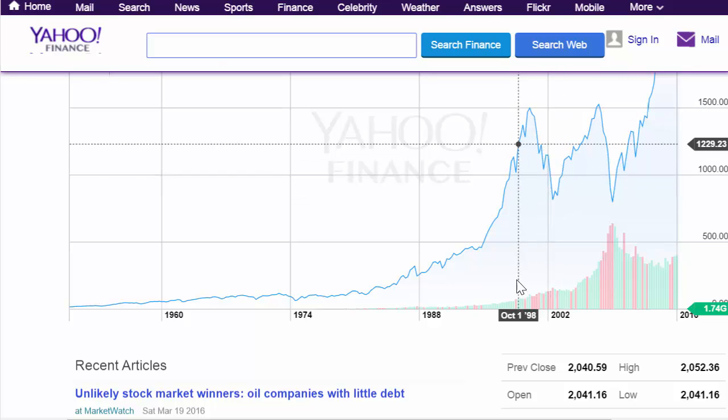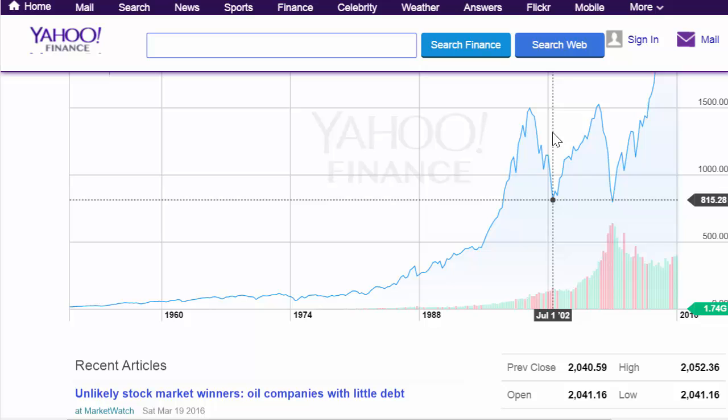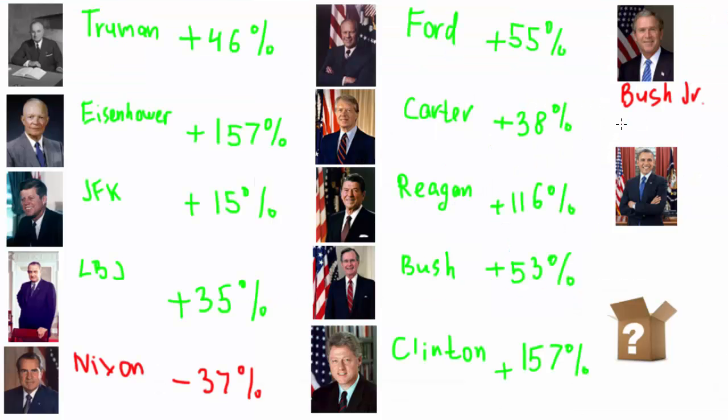So during this time, the market has actually lost about 31% of its value. And so during Bush Jr.'s presidency, we lost about 31% of the market.